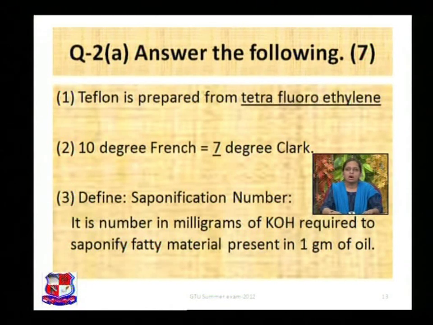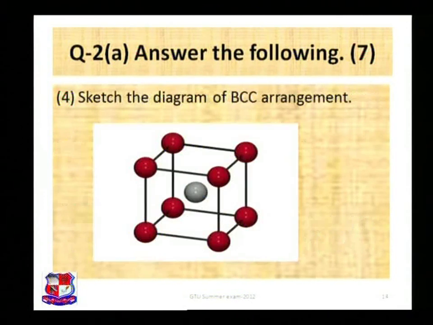Okay. The third thing they have asked here is a definition. They have asked for the saponification number. For that, you will simply write the definition: it is the number of milligrams of KOH required to saponify the fatty material present in 1 gram of oil. Okay, so this is the answer that you are supposed to write.